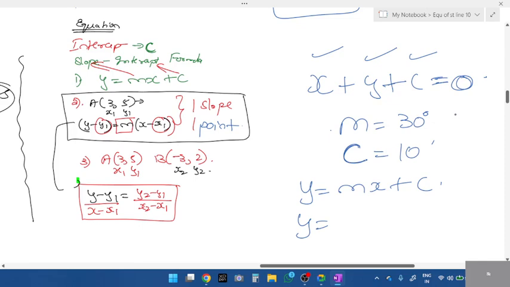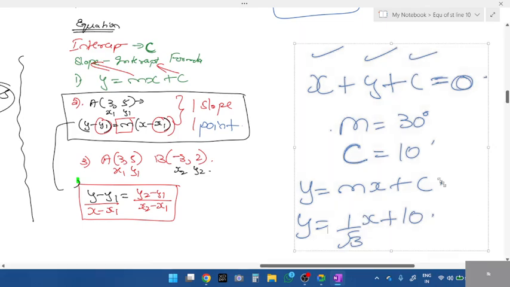How much is tan 30? Yes, we don't need degrees, we need numbers. 1 by root 3 x plus c is 10. Is this clear? All of you understood to find the equation?